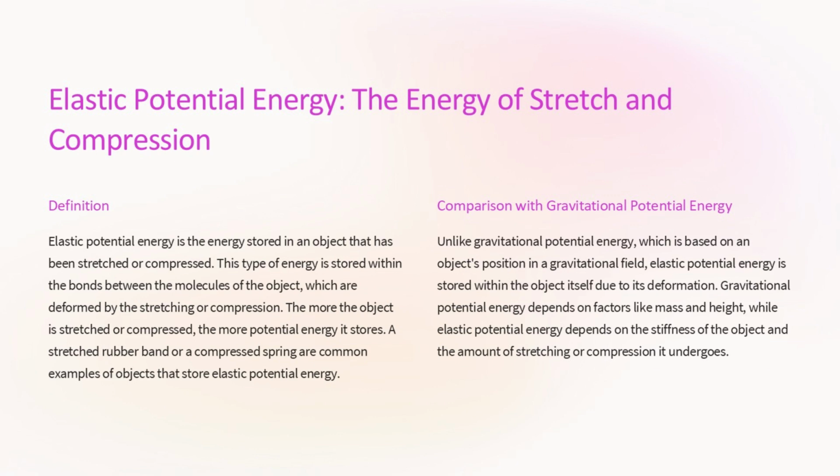Elastic potential energy is different from gravitational potential energy, which is based on an object's position in a gravitational field. Elastic potential energy depends on the stiffness of the object and the amount of stretching or compression, while gravitational potential energy depends on factors like mass and height.